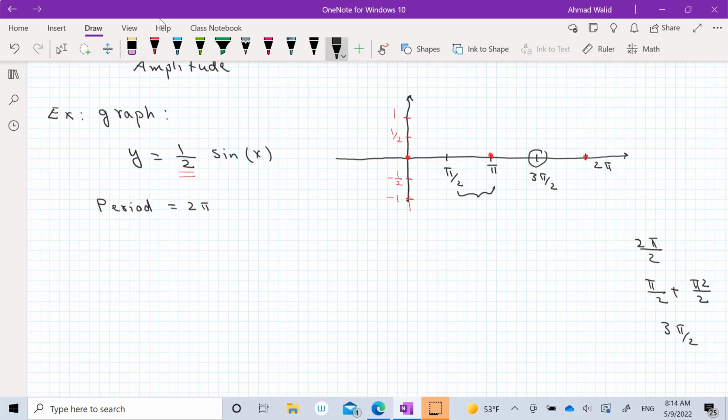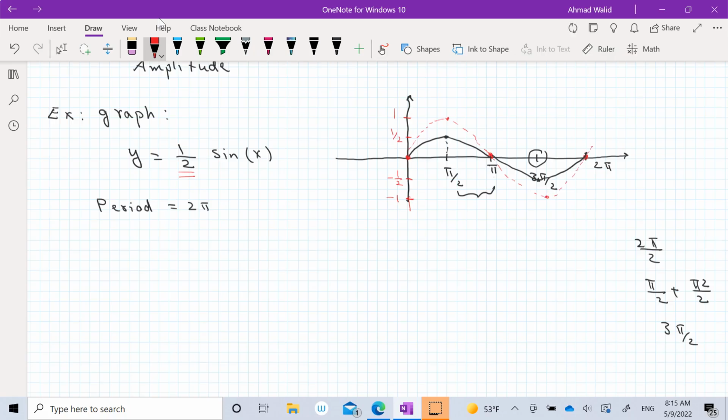Correct? Now, the graph always starts from 0. At pi over 2, it becomes half because of the amplitude. Then it goes back to 0 at pi. At 3 pi over 2, it becomes negative half, which is here. Then it goes up to where? To 2 pi. If you want to compare it with the actual graph of sine, you see it starts at 0. If I use a dashed line, it goes to 1, then it comes to pi, goes to negative 1, which is this point, and it goes up.